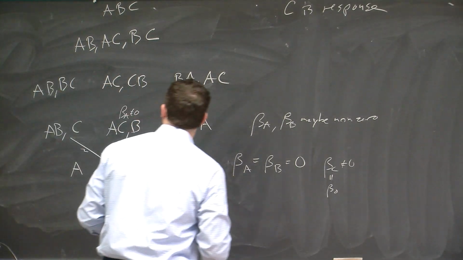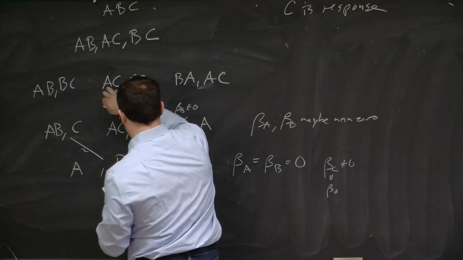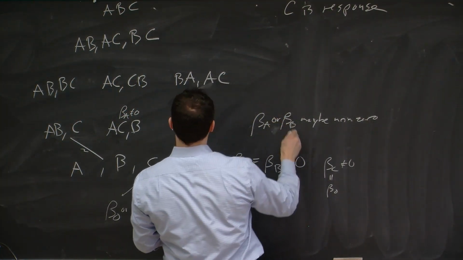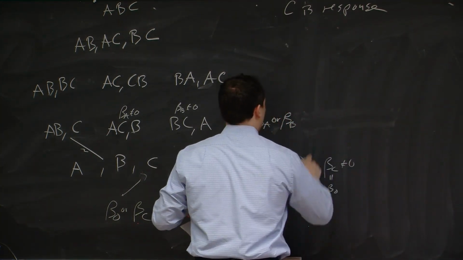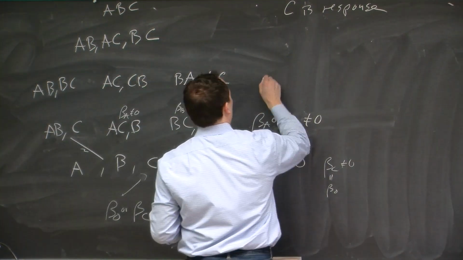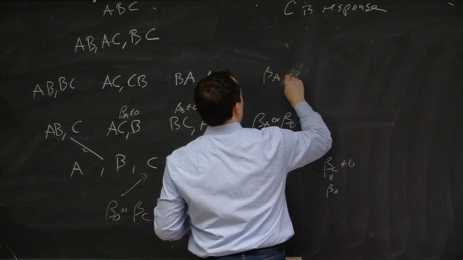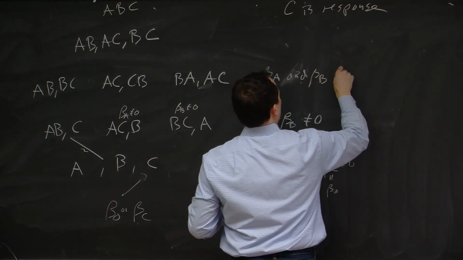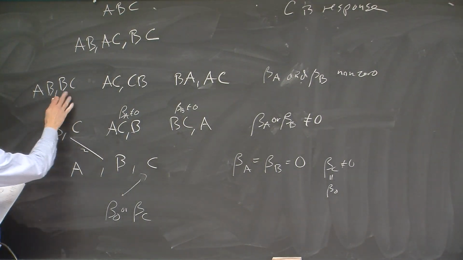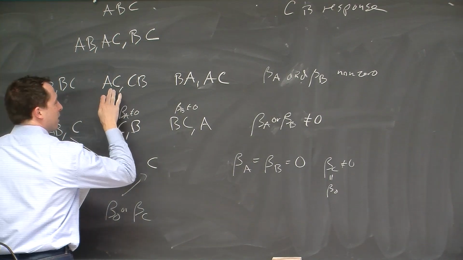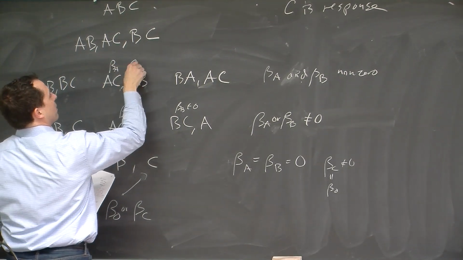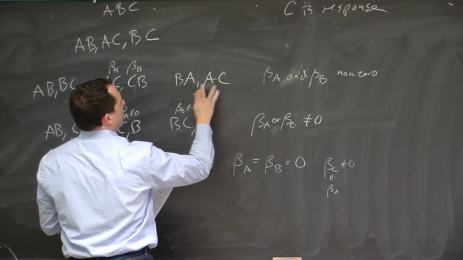Now go up another level into the conditional independence models. So really we should say here, okay, beta A or beta B at this level are non-zero. At this level, we can have both, right? We can have beta A and beta B non-zero. So let's look at this one first. A and C are related, C and B are related. Both beta A and beta B are non-zero. A and B are related, A and C are related.